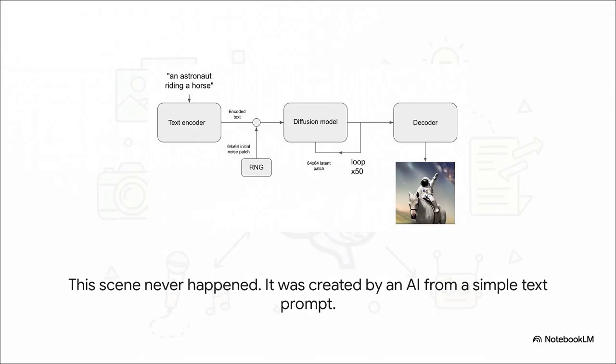Okay, so just look at this. An astronaut on a horse. The detail is amazing, it's super compelling, and it is 100% fake. An AI made this from just a few words of text. This scene never ever happened. So how in the world does a computer imagine something like this? That is the exact question we're going to answer.